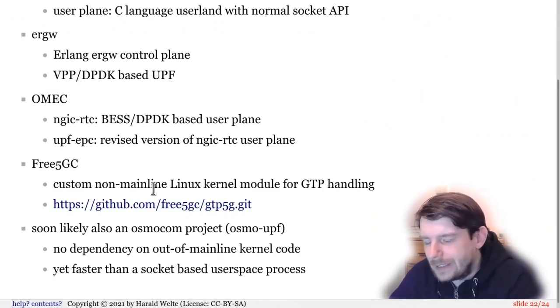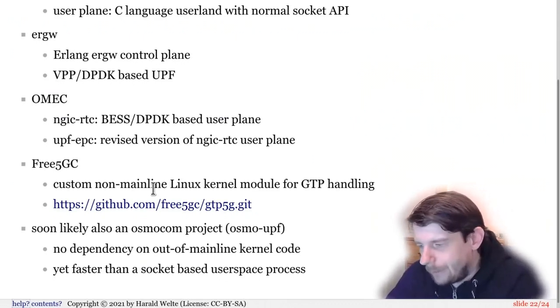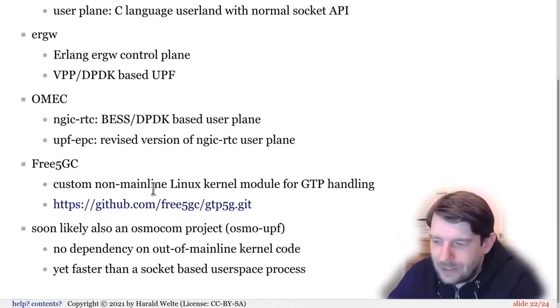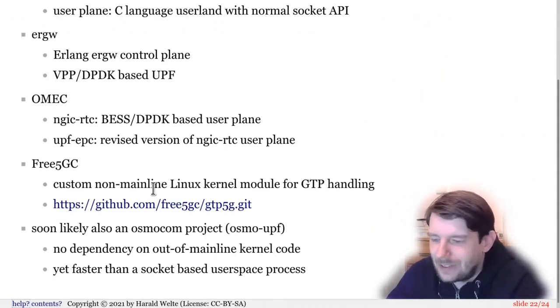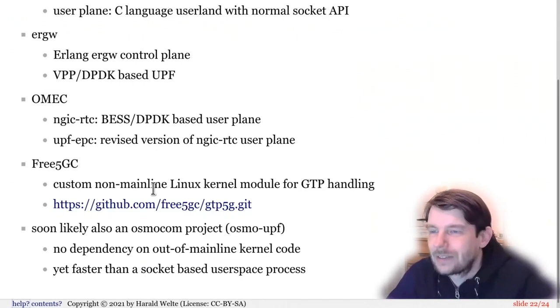And soon we will also likely see an Osmocom project that implements a basic user plane function, of course, with only a very limited feature set initially. The goal of this is to have no dependency on out-of-mainline kernel code. So still use all of the normal kernel stack, no DPDK, but still have something that is as fast as you can get without leaving the standard Linux network stack. That means we will not be using normal socket-based read and write calls for every packet that we receive, but do the actual packet handling in the kernel, without introducing additional non-mainline components that people need to patch their kernels with or install stuff that's not part of a normal Linux distribution.